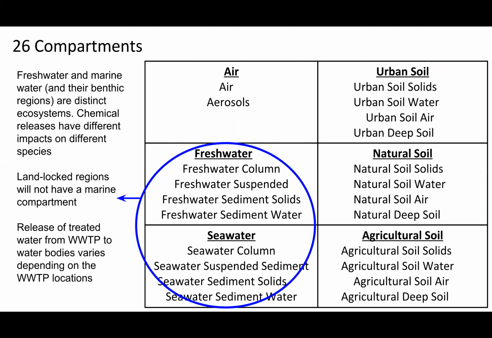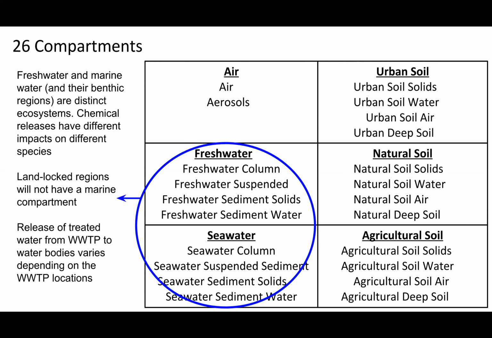We've also split our water compartment into two different water types, freshwater and seawater or marine, because again, the characteristics between the two different water types vary, the releases vary, and the species that exist within each freshwater and marine system are going to vary, and their sensitivities to different chemicals depends on where they live. In splitting them up, we also realized that certain regions, for example, landlocked regions, don't have a marine compartment, so we've allowed for the flexibility of including or excluding these environmental media.